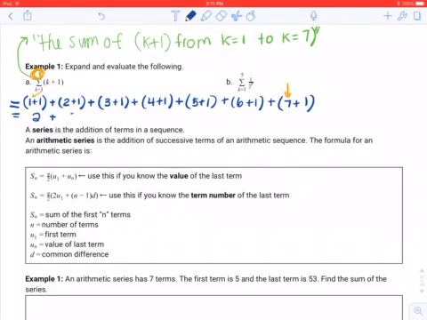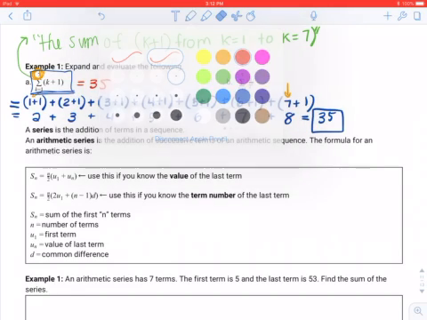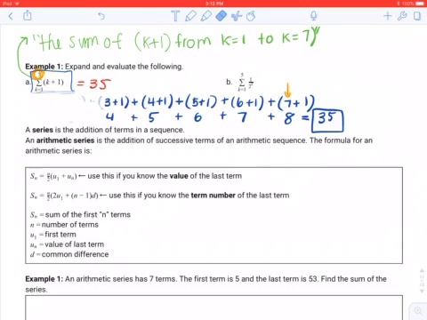Then I can add all these together. I've got 2 plus 3 plus 4 plus 5 plus 6 plus 7 plus 8. And when I add all of those together, I end up with 35. So this sigma expression is just equal to 35. I'm just going to erase this so that we can work on part B.